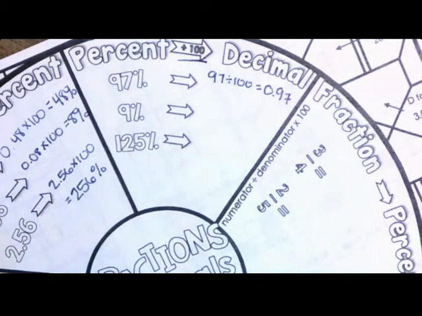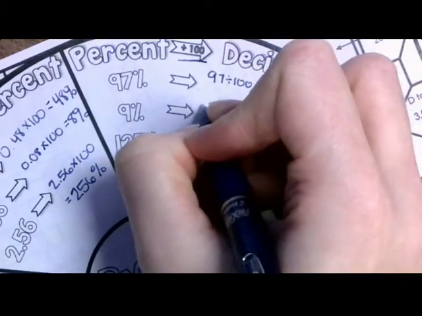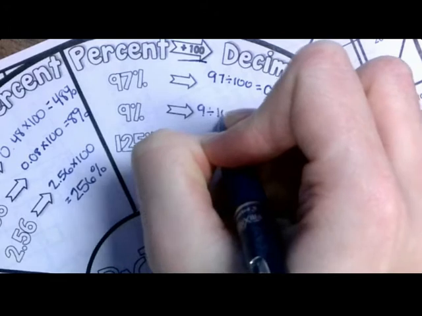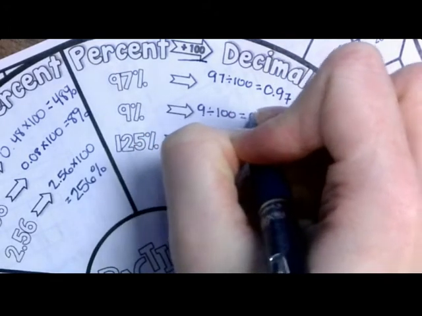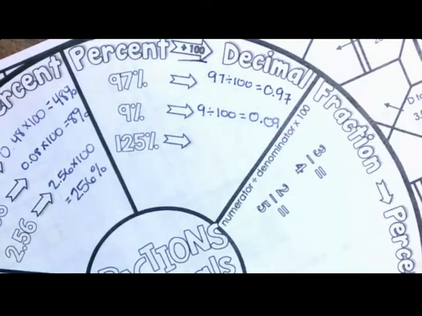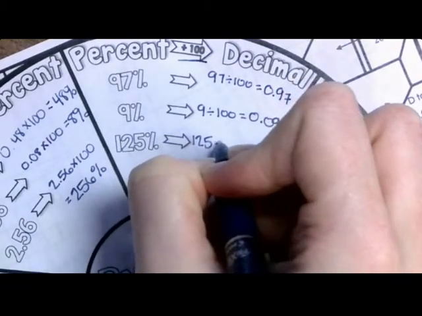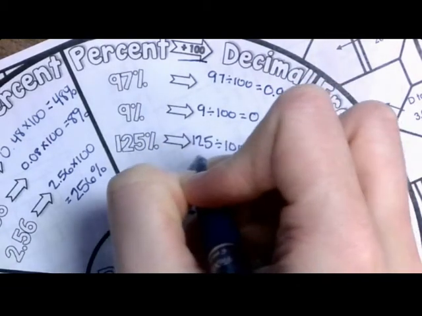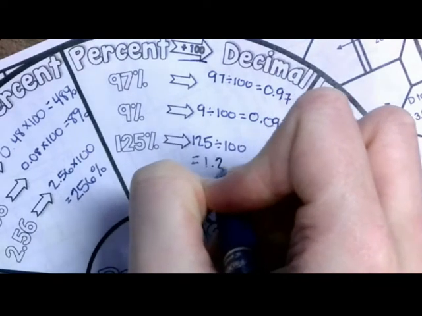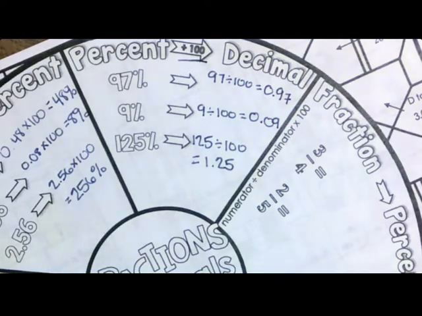0.97. I'm going to take 9 and divide it by 100. What's that give you? 0.09. I'm going to take 125 and divide by 100. What's that give you? 1.25. Okay? So decimal to percent, times 100; percent to decimal, divide by 100.